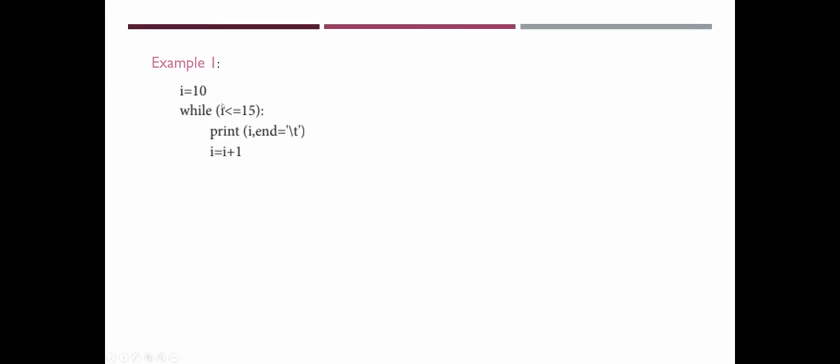Now again the condition is checked, this time for 11. 11 is less than or equal to 15. It is true, so it prints 11. Next, i is incremented. This loop continues until the condition becomes false. Here i <= 15, so it will run until 15, separated by spaces. This is end = "\t". The \t is a tab character, known as a separator, giving a tab space. It means 3 spaces.